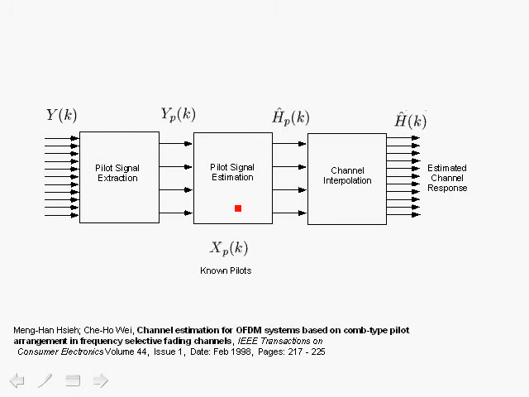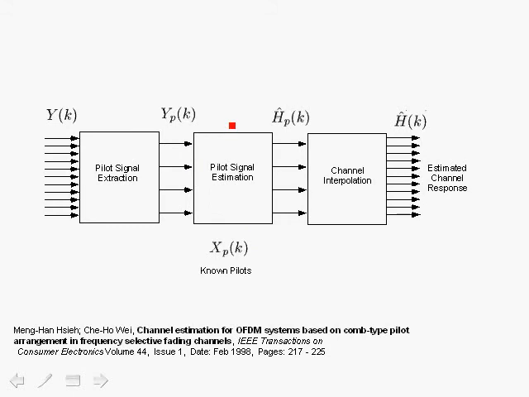Then we have a block which estimates the pilots from the received signal, y sub p, and we'll show how that's done. And this is based on knowledge of the known pilots. So we feed the knowledge of the known pilots into this block, and we actually have the received pilots, and therefore we can estimate what the channel response is at each particular pilot location.